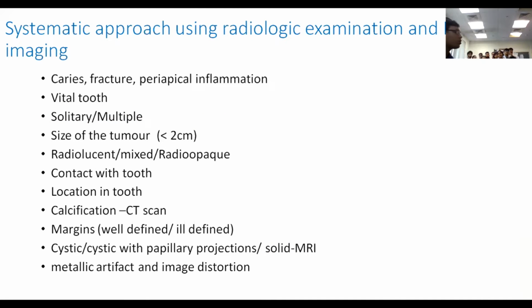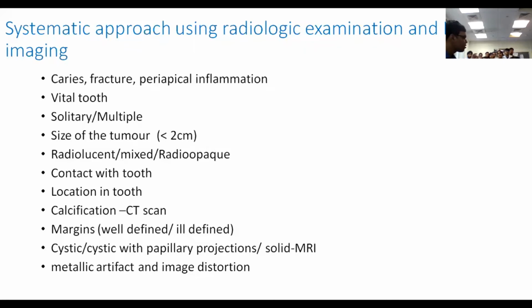So what we use in the radiography examination and MR imaging: whether the patient is having any caries of the tooth, whether there is any fracture of the tooth, periapical inflammation, whether the tooth is vital. Subsequently, whether it is solitary or multiple. If it is solitary, then all the tumor classifications come. If it is multiple, then it is multiple myeloma versus metastasis versus this. So all those tumors will go.